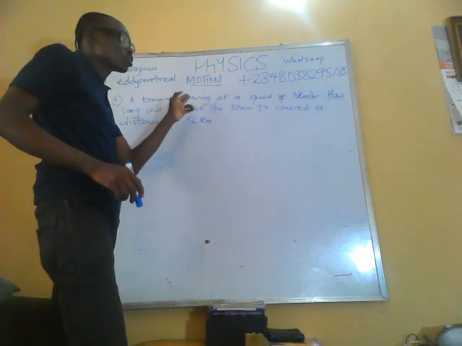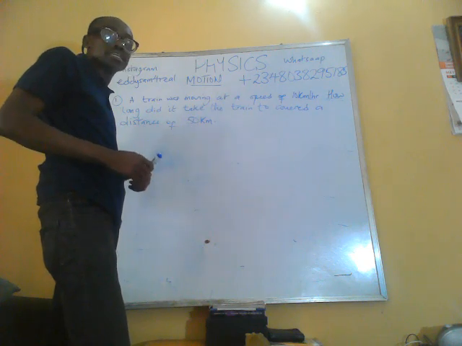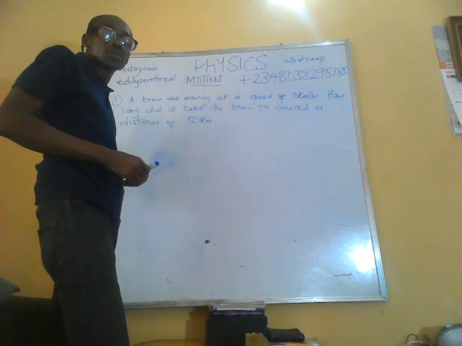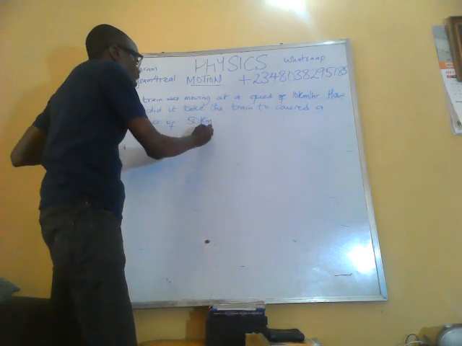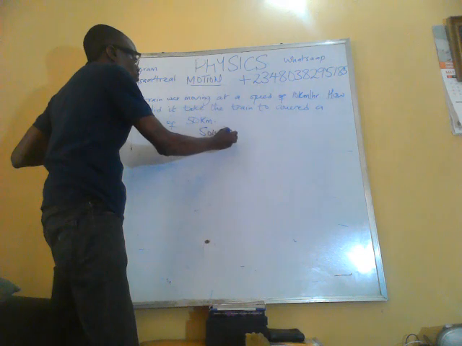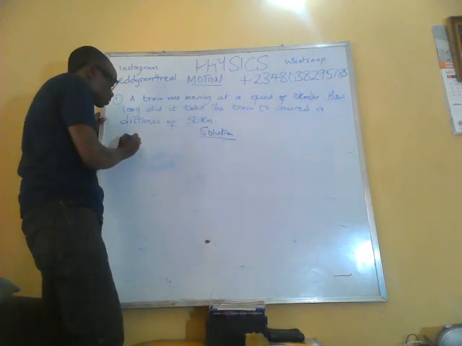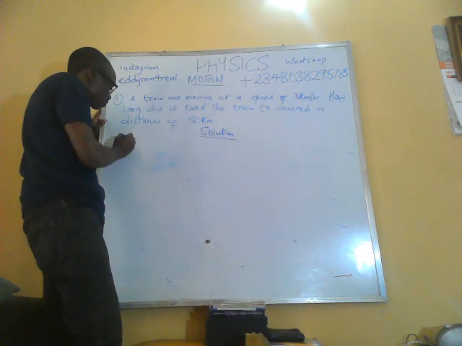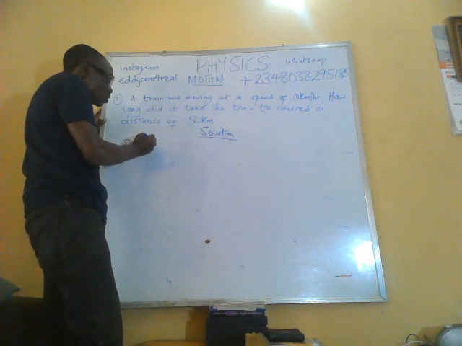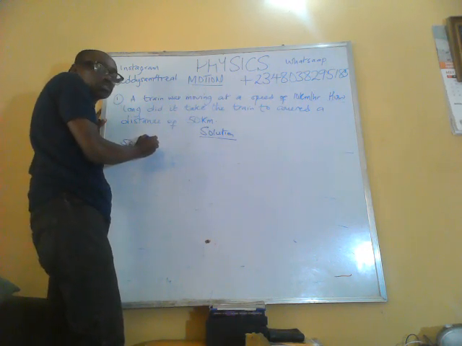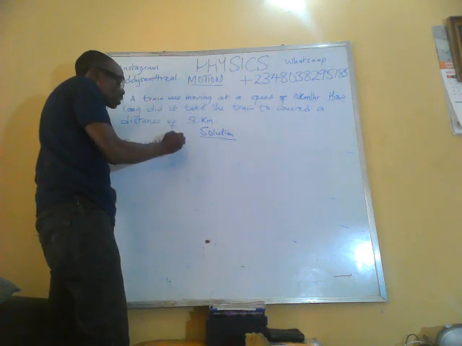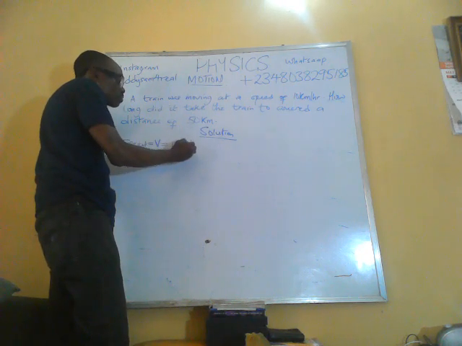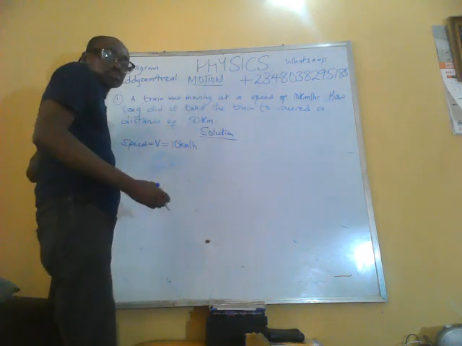In this question, we are told that a train was moving at a speed of 10 kilometers per hour. So we bring that out. The speed, for which we use the symbol V, is 10 kilometers per hour.